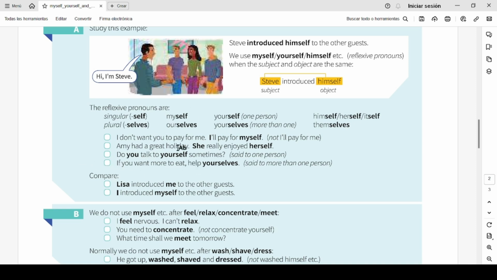So let's compare another one. Lisa introduced me to the other guests. It's different to say, I introduced myself to other guests. We're talking about the subject and the object being the same person. But when you say Lisa introduced me to other guests, someone else introduced me to the other guests. In this case, the subject and the object are different people.